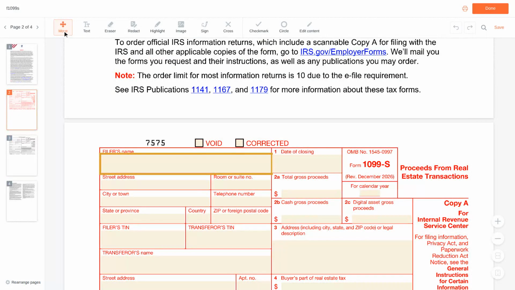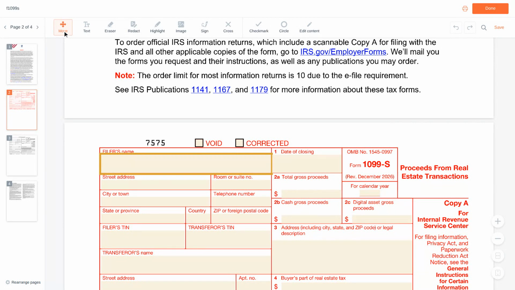IRS Form 1099-S is the proceeds from real estate transactions. The settlement agent, title company, mortgage lender, real estate attorney, or any other party responsible for closing a real estate transaction is required to file this form when the proceeds from the sale meet or exceed a reportable amount. If you sold a home or other real property, you may receive this form.